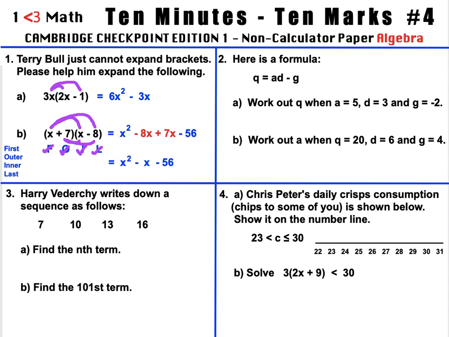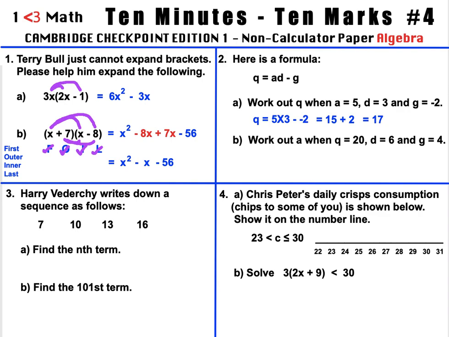We've got a formula, Q equals AD minus G. Work out Q when A equals 5, D equals 3, and G equals minus 2. So we're going to substitute those values in. So we've got Q, AD means A times D, so that's going to be 5 times 3. And then we've got minus, now G is minus 2, so that becomes minus minus 2. And when the negatives are touching each other, that becomes plus 2. So we've got 15 plus 2, and therefore Q equals 17.